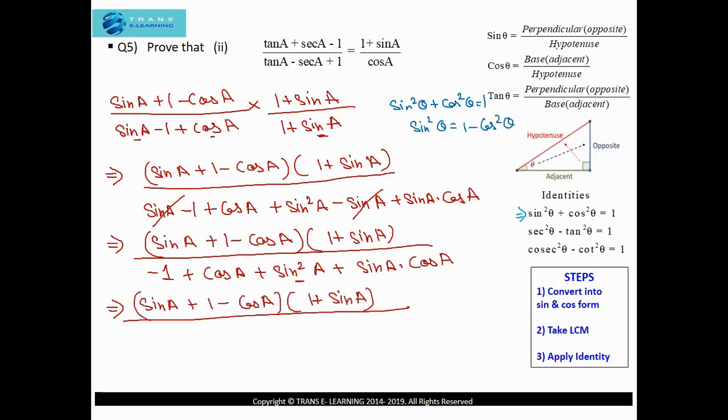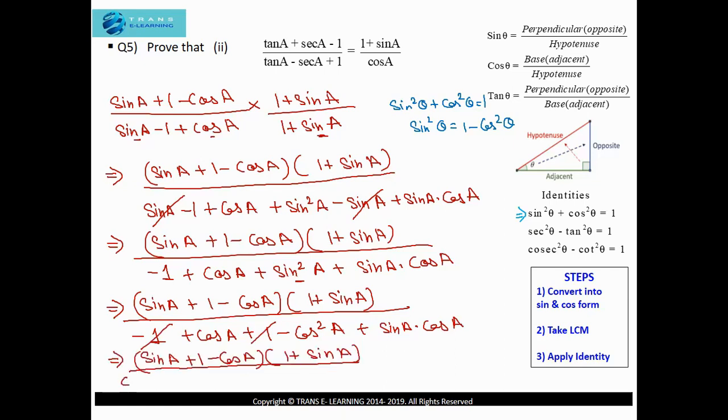So now the denominator will become minus 1 plus cos A plus 1 minus cos square A plus sin A into cos A. This negative 1 and plus 1 will get cancelled out, and left with cos A minus cos square A plus sin A into cos A. Now from the denominator I am going to take cos A common, and let's see what we get.